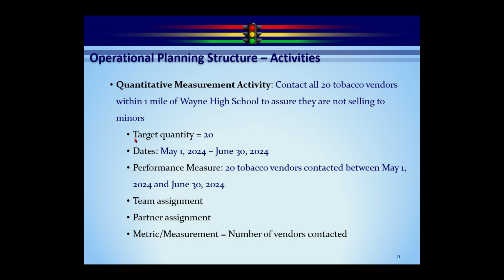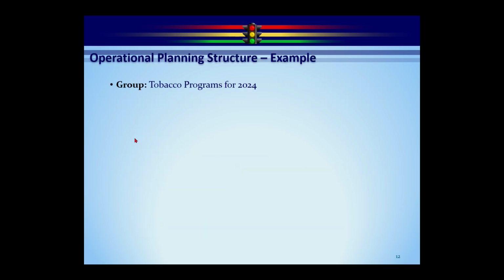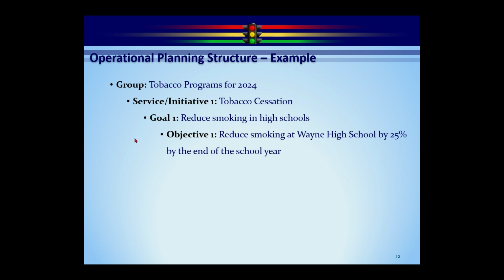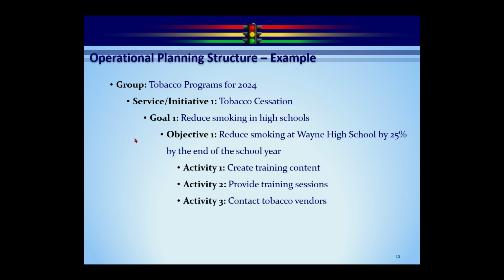Now, at the bottom of each screen, and in some cases, like here in the screen itself, we had a blue line in here that is the plan that we've been talking about, tobacco cessation. So I just want to kind of show you the plan in a bullet form here. So the group was tobacco programs for 2024. The service or initiative, in this case, the initiative was tobacco cessation. The high-level goal was to reduce smoking in high schools. The SMART objective was to reduce smoking at Wayne High School by 25% by the end of the school year. And then we have the steps we're going to go through to get there. Activity 1, create the training content, provide training sessions, contact the tobacco vendors.